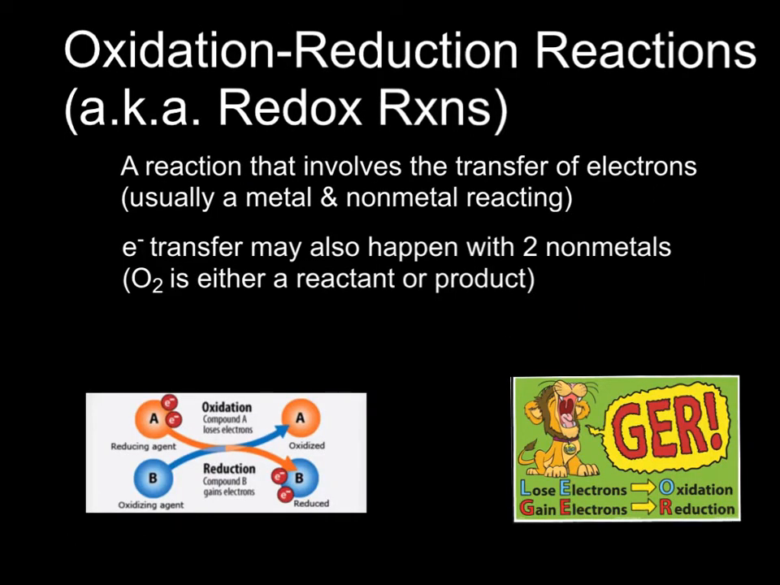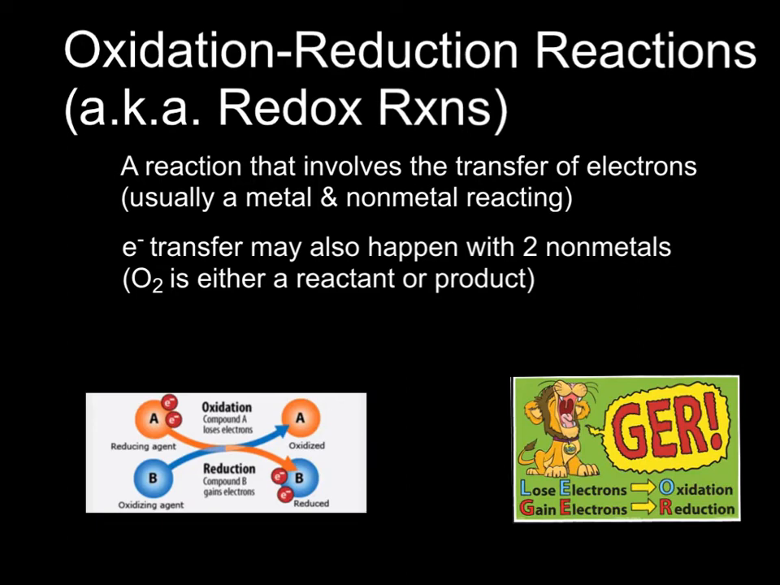We're going to spend quite some time on oxidation-reduction reactions because there are so many different types of redox reactions. Tomorrow's lecture will all be about redox reactions and the different types that are involved. A redox reaction is a reaction that involves the transfer of electrons. Usually this occurs between a metal and a nonmetal. An electron transfer can happen with two nonmetals, and you usually know that this is occurring because oxygen is either a reactant or a product.